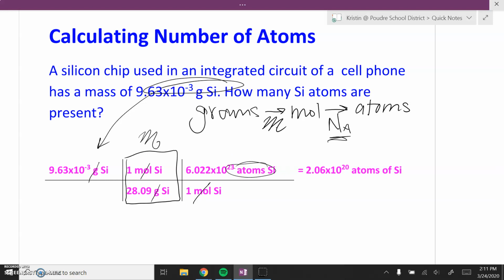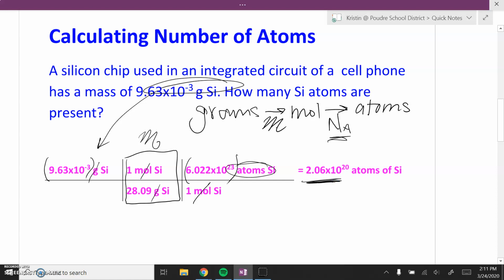Remember, when you're multiplying these numbers with scientific notation, it's best practice to put them in parentheses. Usually your calculator can figure it out anyway, but not always. So I just put it in parentheses to be on the safe side. We have 2.06 times 10 to the 20 atoms of silicon.